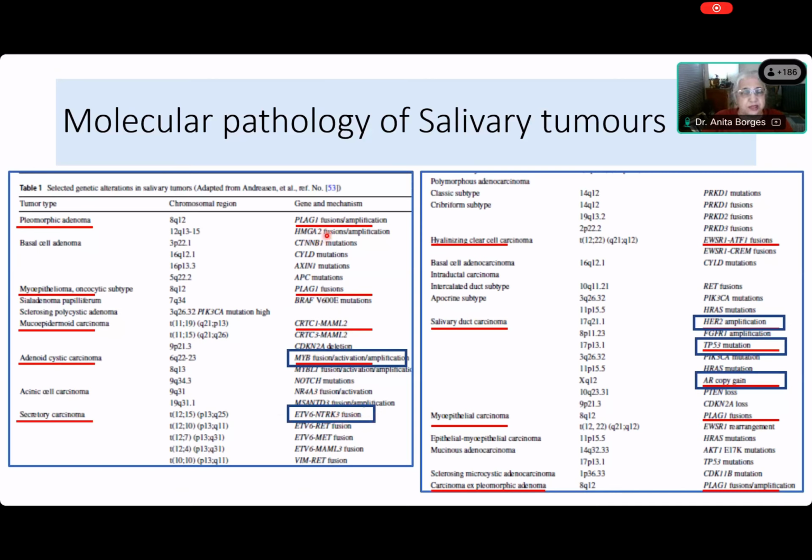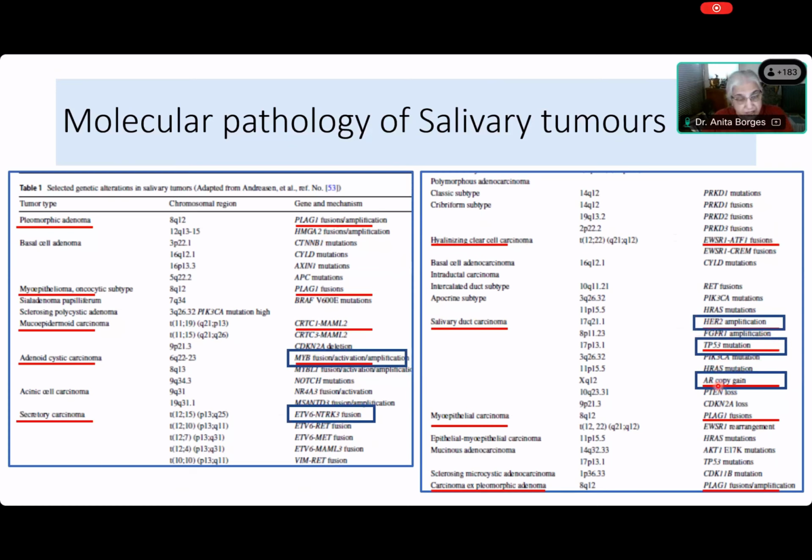There's a fingerprint, and that is PLAG1, either fusions or amplifications. Oh yes, of course, hyalinizing clear cell carcinoma has a fusion, but we can't show it on immunohistochemistry. But what we can do is for salivary duct carcinoma. We often test for HER2 amplification, not in a diagnostic way, it's for therapy. In other words, it's a predictive one. Yes, they have TP53 mutations, which you can show. Sometimes it helps in diagnosis.